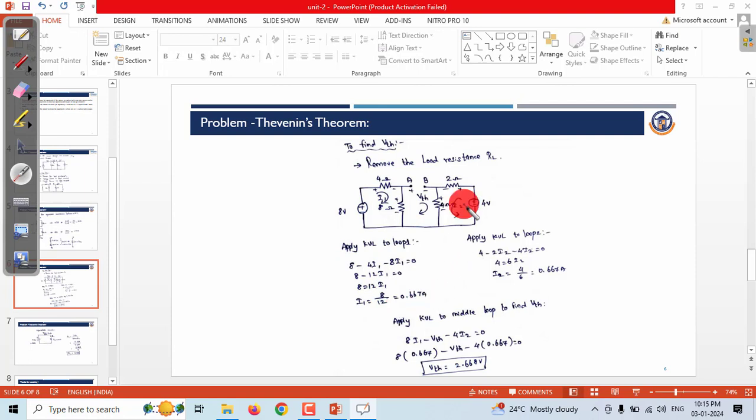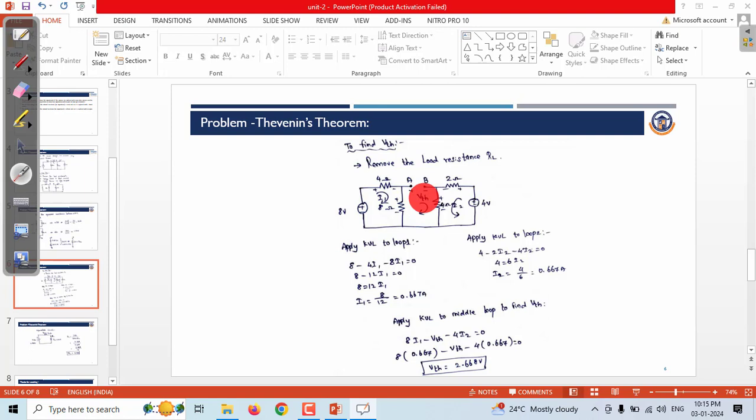Next, taking this as loop 2, apply KVL. The sum of the applied voltage, 4, is equal to the voltage drop across the two resistances in loop 2. So 2 I2 plus 4 I2, so 2 plus 4, 6 I2. So 4 by 6 equals I2. So the I2 value is 0.667 amps.